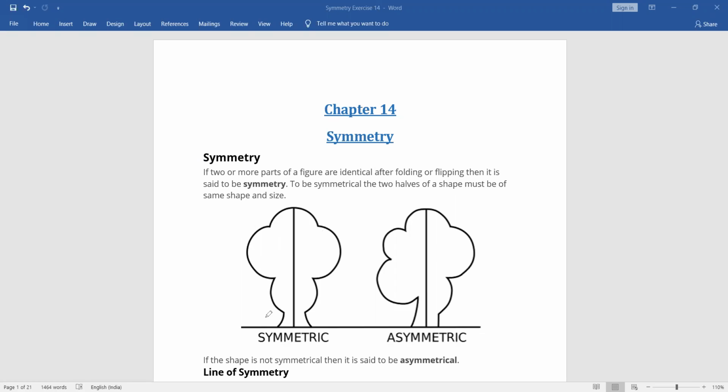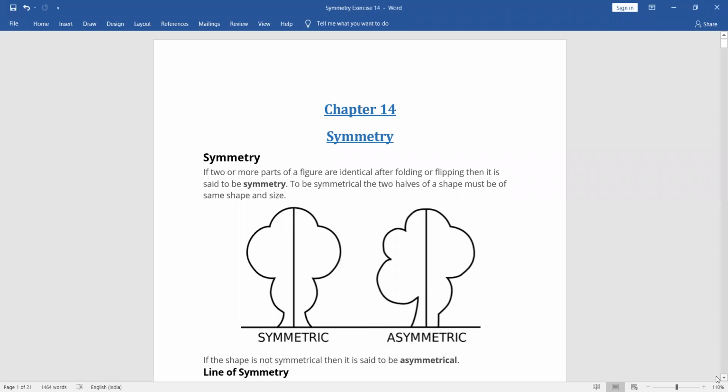Just see this first figure. If we divide it in half, both parts are the same, so this is a symmetric figure. And here it is not the same, so this is an asymmetrical figure. So this is the basic definition of what symmetry is.